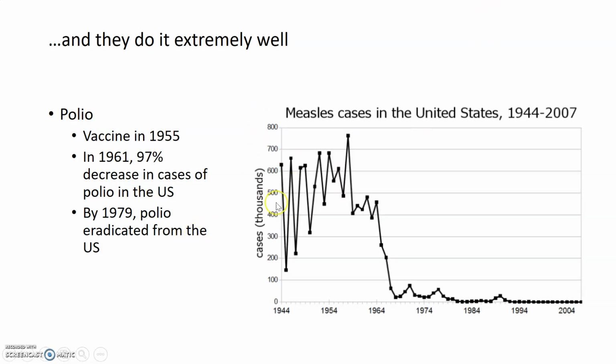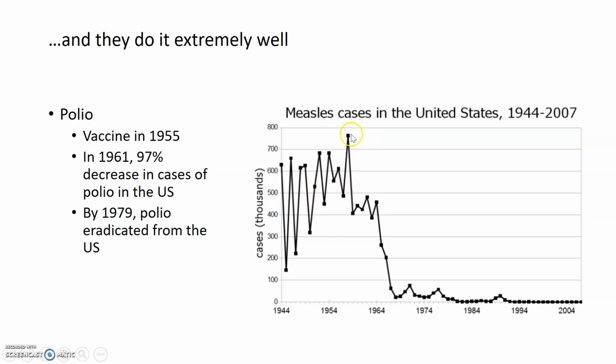Extremely effective. And the same is true for the MMR vaccine, which prevents measles. You can see that in the 1940s to about 1960, there were upwards of 500,000 cases of measles per year.